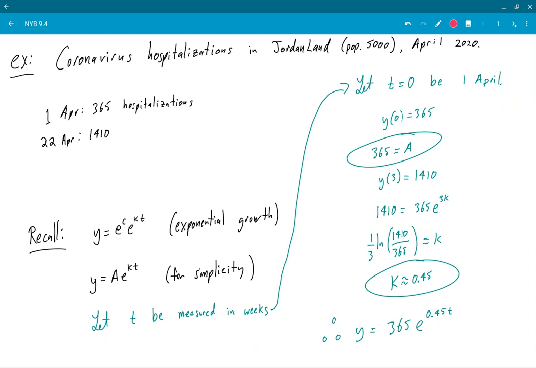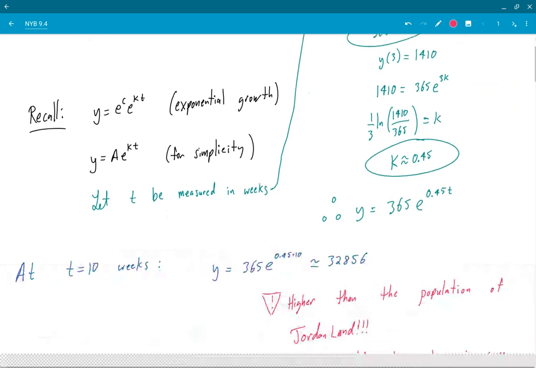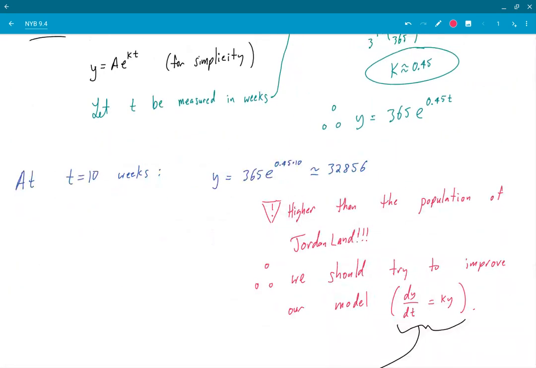So, I'm going to do it for this obviously fictional scenario where I have 365 hospitalizations, and then 3 weeks later, I got 1410. Okay, this yields, after some work, a function here. And now let's see what happens when I plug in t equals 10 weeks, 10 weeks after April 1st. What do I get? Well, nothing good.